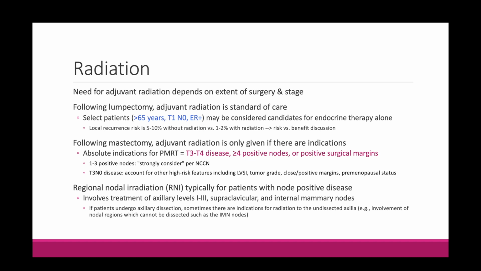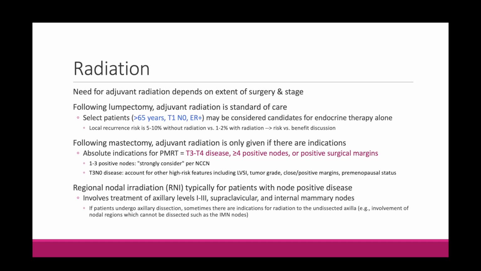So breast cancer, there's a lot of research still going on. There are a lot of studies that have been done, and there are certain areas of controversy. But following a mastectomy, we only give adjuvant radiation if patients are truly really high risk.